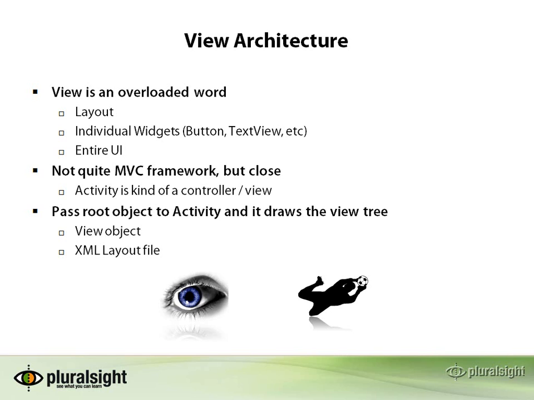And then one thing we should talk about is how the activity draws the view. There are basically two ways you can design your interface. You can use a view object, and you can programmatically construct a layout and add buttons to it and whatnot. Or you can pass an XML layout file to your activity and it will draw that. So that lets you declare an XML file that describes your view.